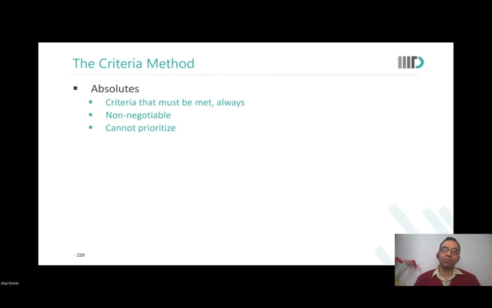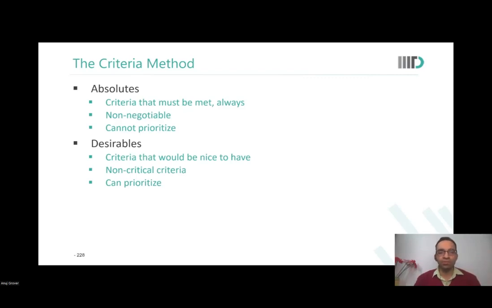For example, a smartphone. So you are targeting the premium market. Oh, the premium market, 5G has to be there. That's an absolute criteria. And then desirables. Criteria that are nice to have. Non-critical criteria. One can prioritize amongst them.